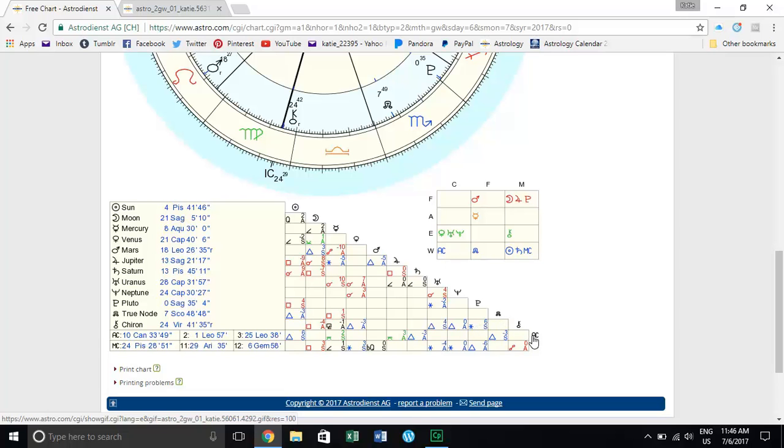Your North Node, Chiron, Ascendant, and MC are not going to have aspects drawn in the chart unless you specifically select for that on the other page where I showed you we had all the options. So for now, just come down here to see if there's any aspects to those placements. Now you also have the sextile, which is this little thing right here. So you can see my Mercury is sextile my Jupiter, which looks like a star.